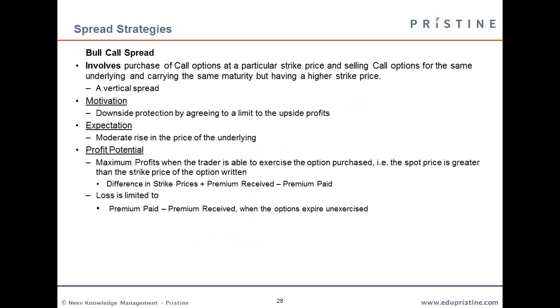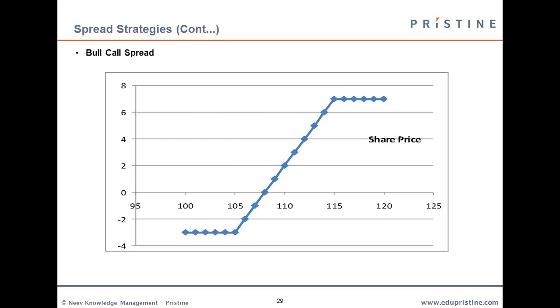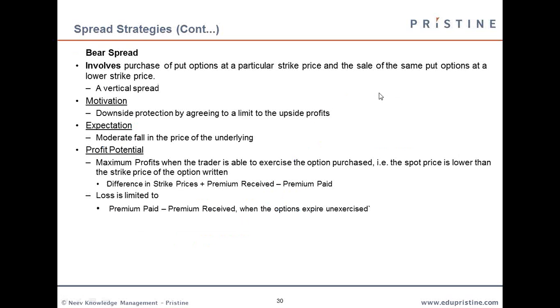We can have a bull put spread also, which is similar to this, where we buy a put option at a lower strike price and sell a put option at the higher strike price. Again, the payoff will be similar to this. We are limiting the downside risk while sacrificing the upside profit potential.